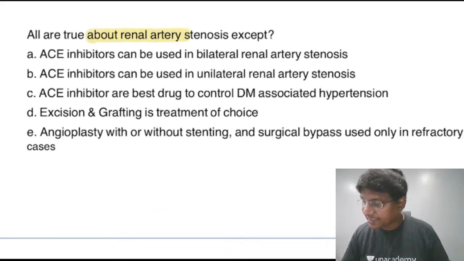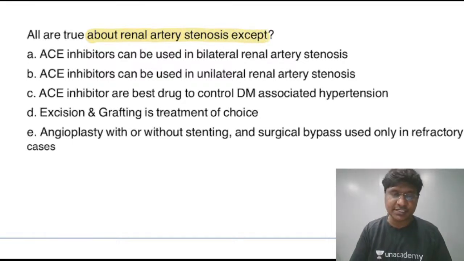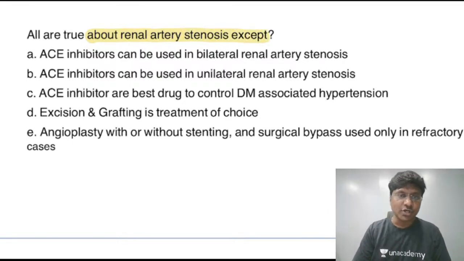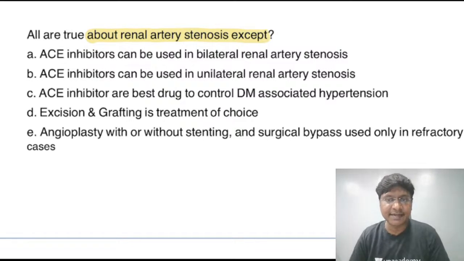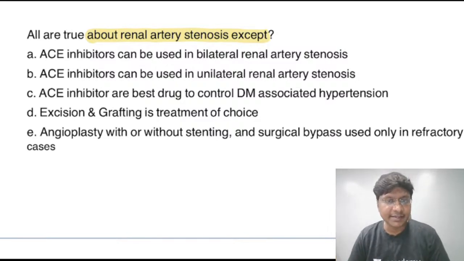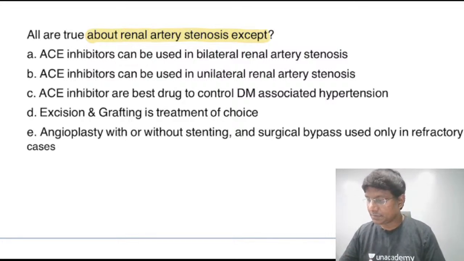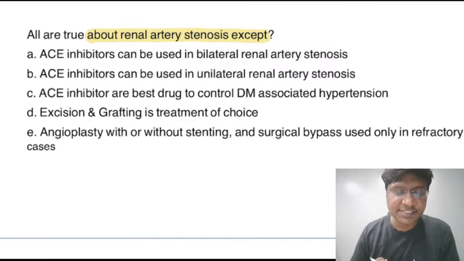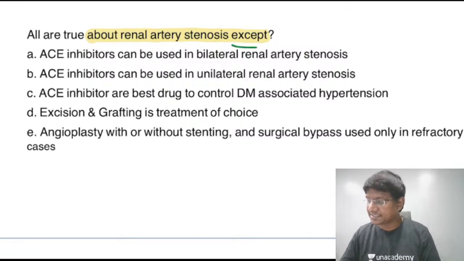All are true about renal artery stenosis except, which is the incorrect statement. The options are: ACE inhibitors can be used in bilateral renal artery stenosis; can be used in unilateral renal artery stenosis; ACE inhibitors are the best drug to control diabetes mellitus associated hypertension; excision and grafting is a treatment of choice; angioplasty with or without stenting and surgical bypass used only in refractory cases. So which is the incorrect statement? The question asked is except.